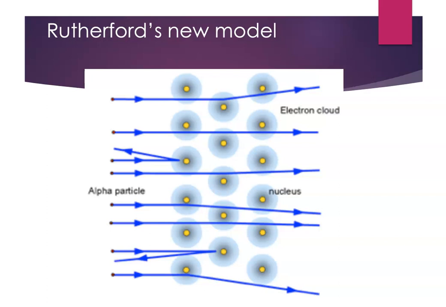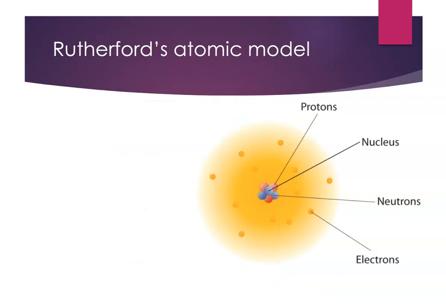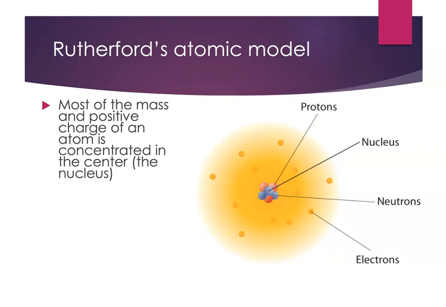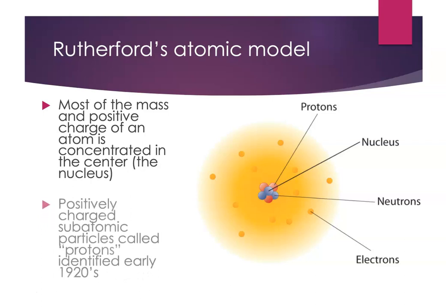So we've got a brand new model, and we can explain these results if we have a different model of the atom. So there must be something hard and dense in the center of the atom. So Rutherford's new model is a nuclear model of the atom. Most of the mass and positive charge of the atom is concentrated in the center of the atom, which we call the nucleus. So we knew the nucleus was positively charged, and then they started looking at mass ratios.